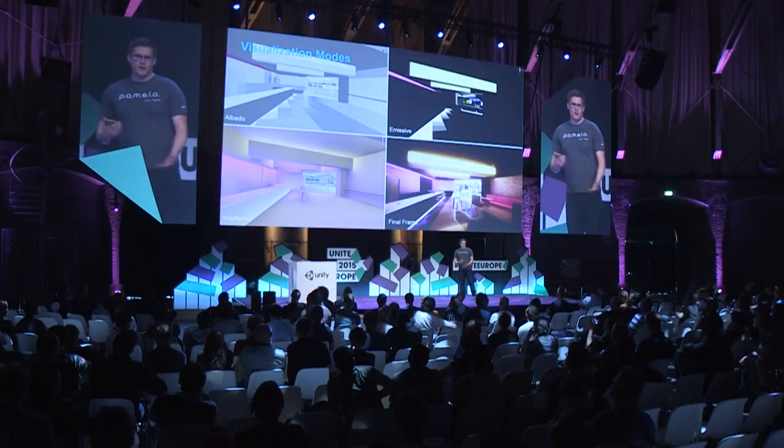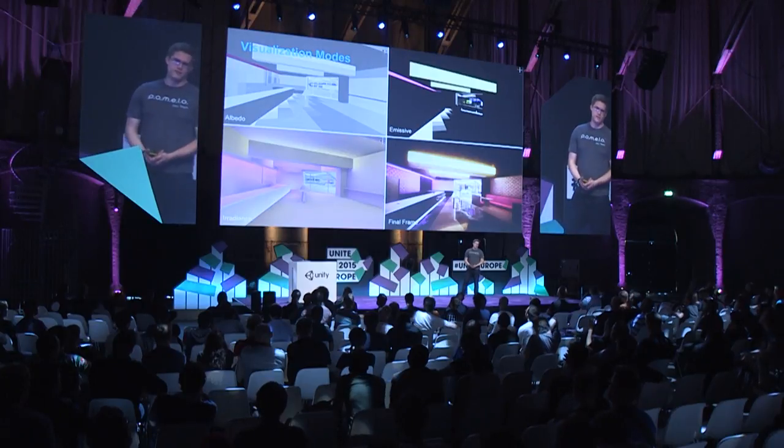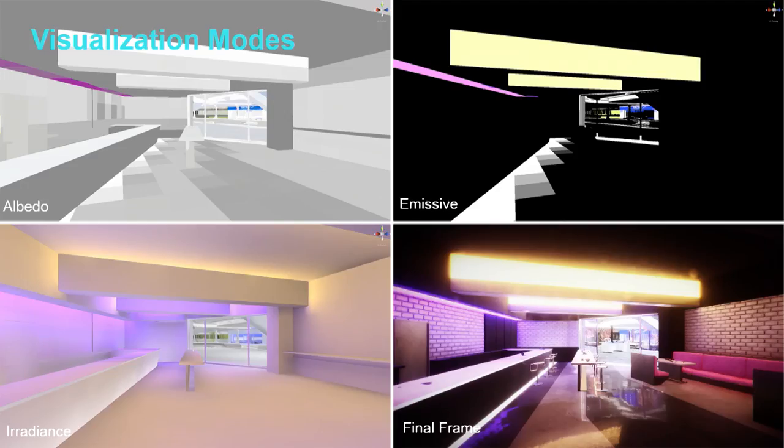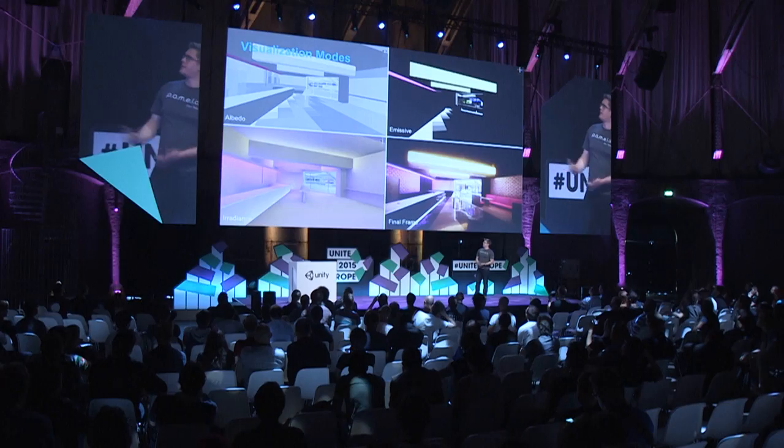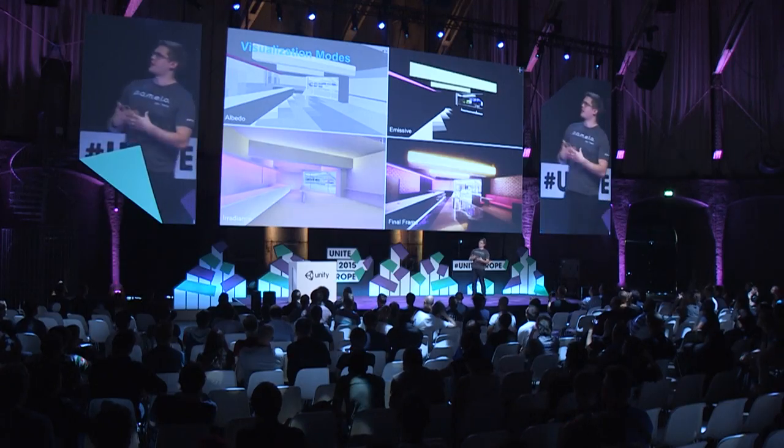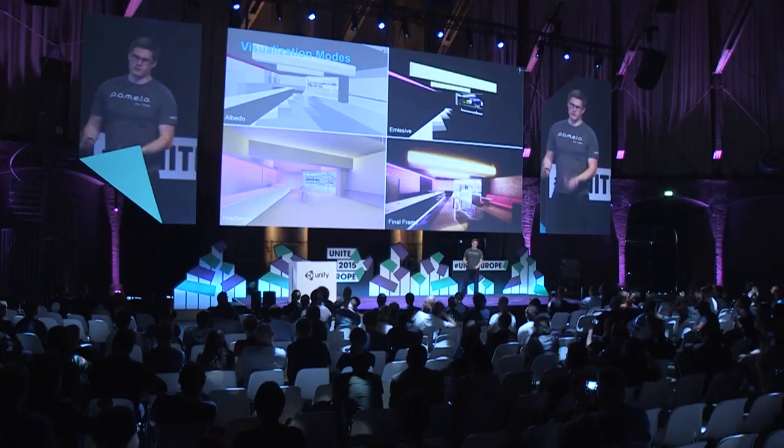So these are three of the visualization modes that I find particularly useful. As you guys have seen, there's a ton of other ones that can be useful for debugging how your scene's being split up. But these are more of the visual sort of how Enlighten is actually looking at your textures, how Enlighten is looking at your actual lighting.